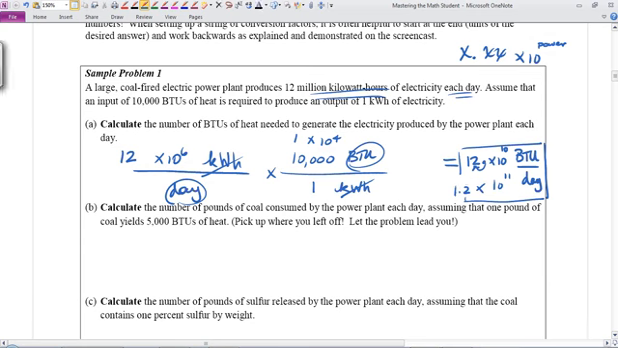All right, so let's examine part B. What do they want us to calculate? Calculate the number of pounds of coal. I'm going to change colors. The number of pounds of coal consumed by the power plant each day.